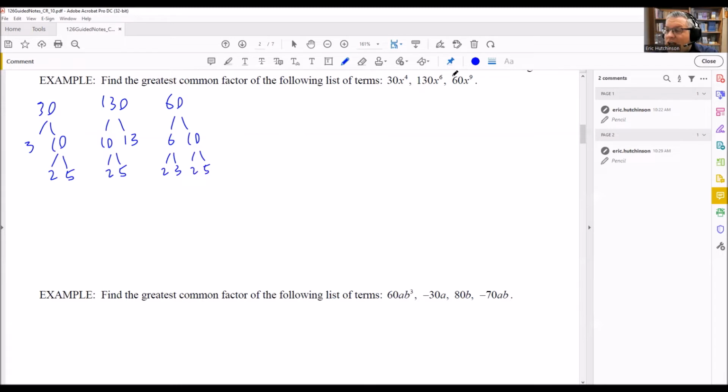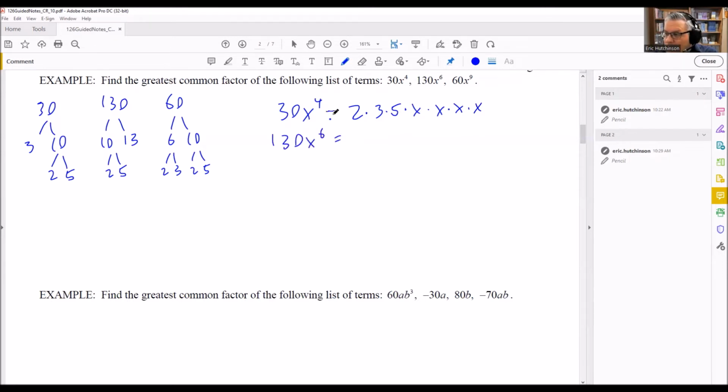Now we also have the x's that are here. So when we write this out, if you have 30x to the fourth, we're going to do 2 times 3 times 5. But then I'm going to write out x this way. So instead of writing it with an exponent, I'll just write it out like that. I'll do the same thing for the other one. So 130x to the sixth.